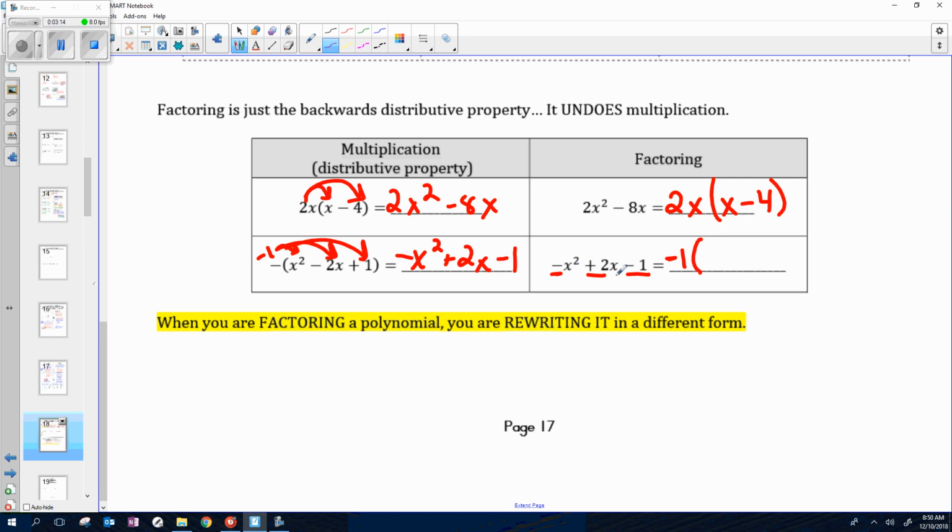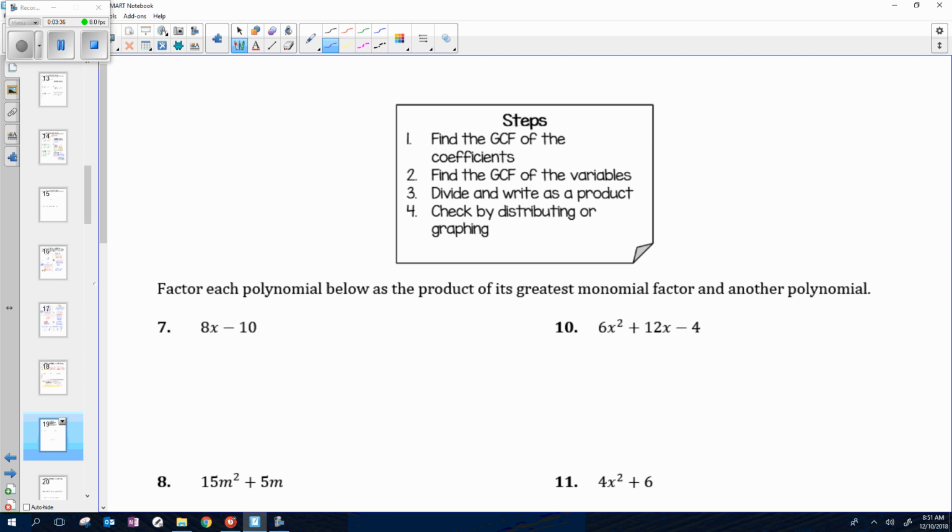I have an x squared, an x, but no x over here, so I can't take out any of the variables since they all don't have a variable in them. So that means my minus 1 is my greatest common factor, and I would be left with an x squared minus 2x and a plus 1. So when you are factoring a polynomial, you're just rewriting it in a different form. We are not going to be changing the value of those polynomials. They stay how they are.